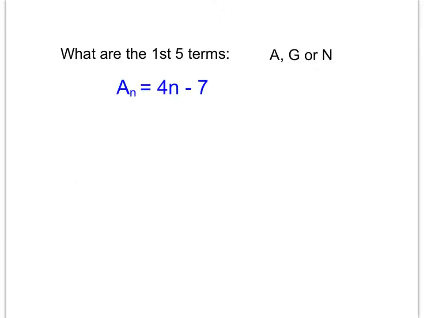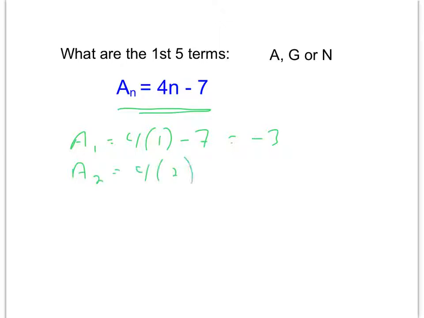Okay, let's do some problems. This first one, what are the first 5 terms of the series right here? A sub n equals 4n minus 7. So as we know, a sub 1 is equal to 4 times 1 minus 7, which is 4 minus 7, is negative 3. Our second term, a sub 2, is going to equal 4 times 2 minus 7, which is 8 minus 7, or 1. A sub 3 is equal to 4 times 3 minus 7. 12 minus 7 is 5.